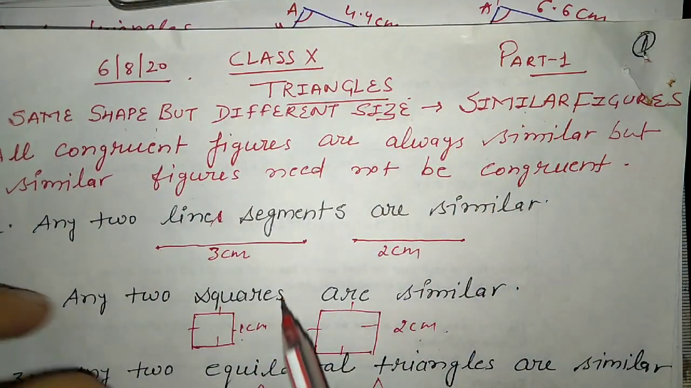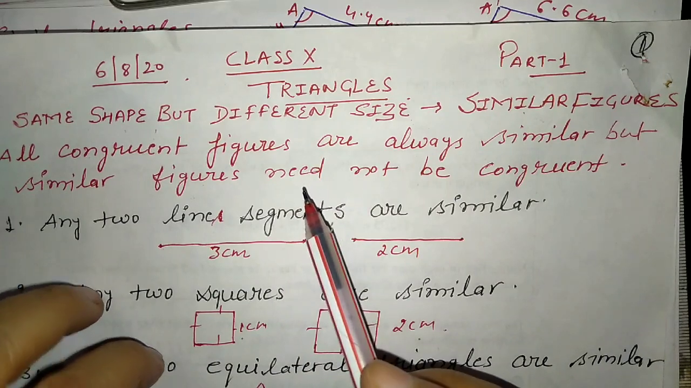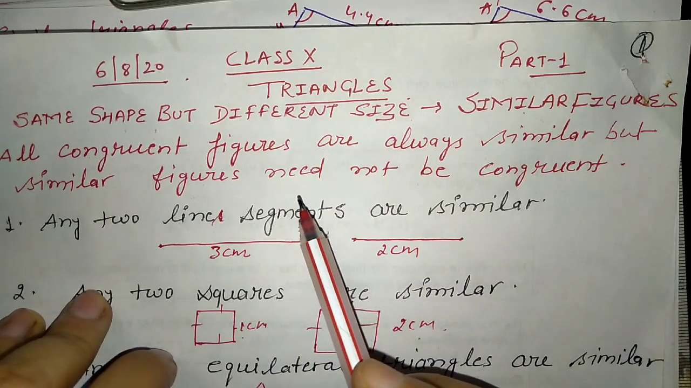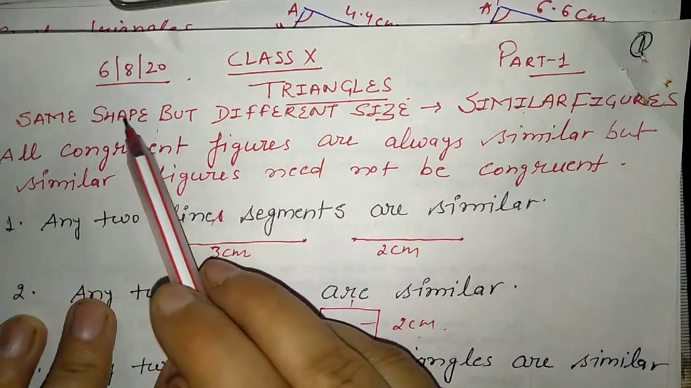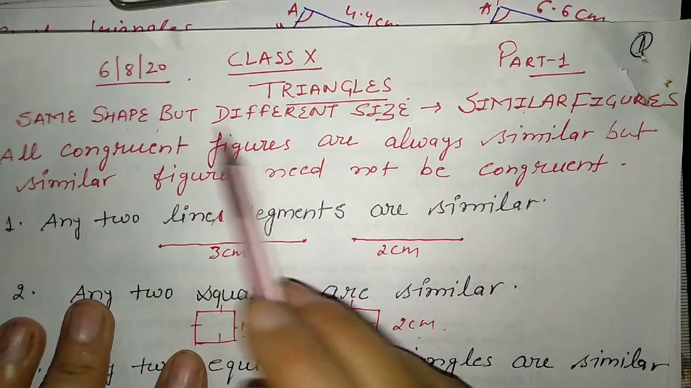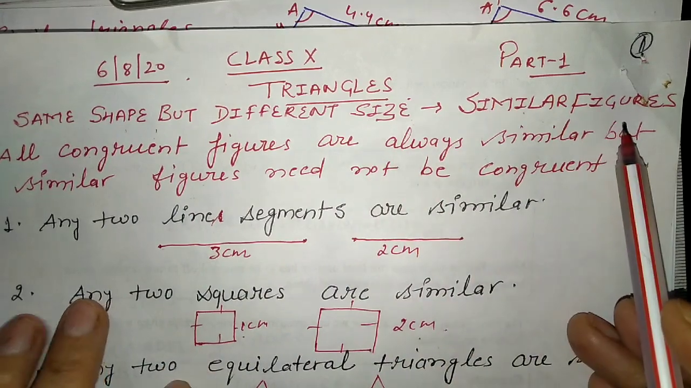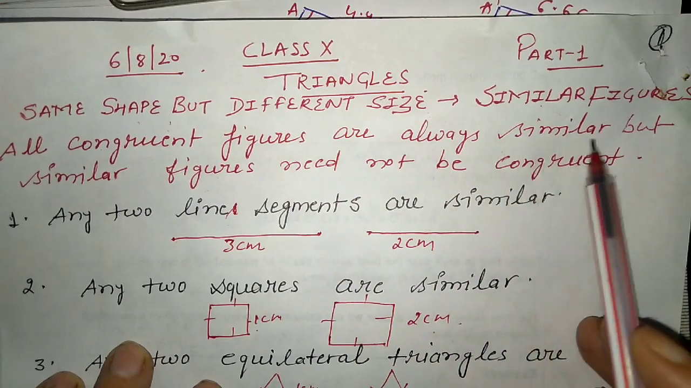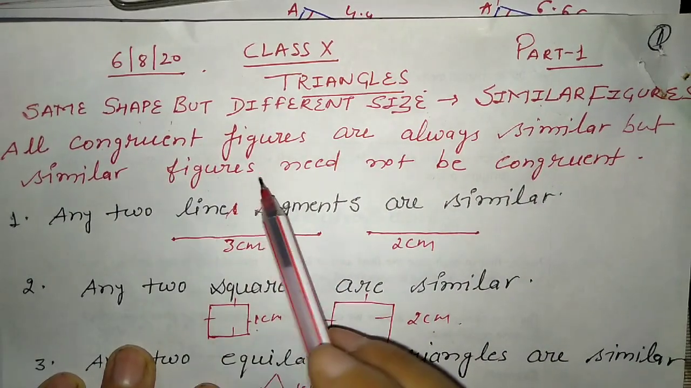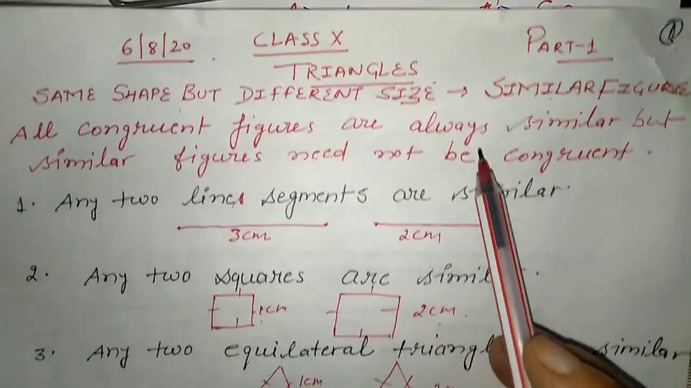In this chapter we shall consider figures which have the same shape but not necessarily the same size. Such geometric figures having the same shape but different size are called similar figures. The important thing is that all congruent figures are always similar, but similar figures need not be congruent. Here are some examples.